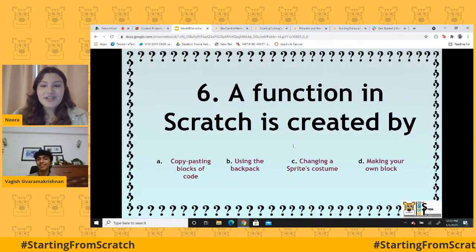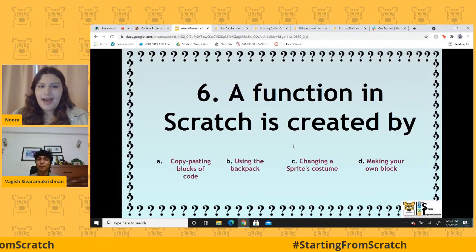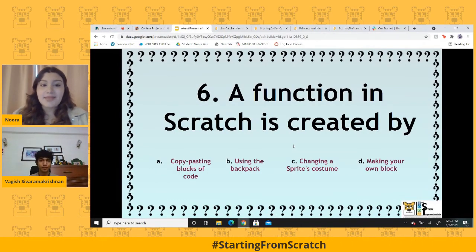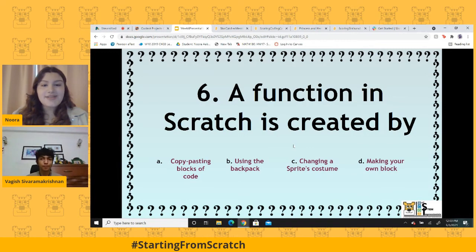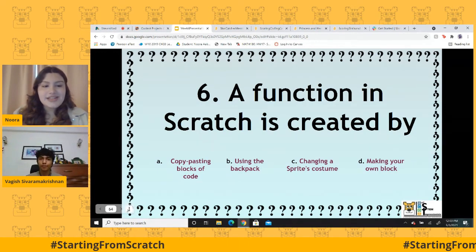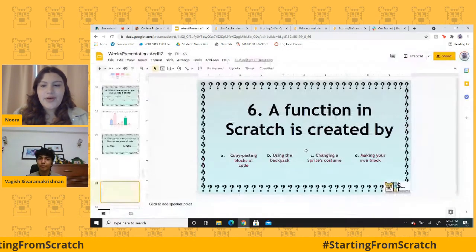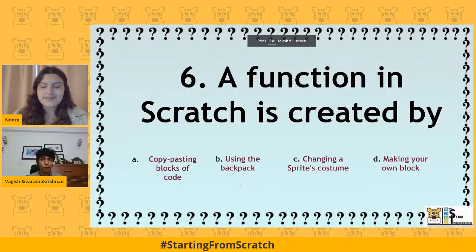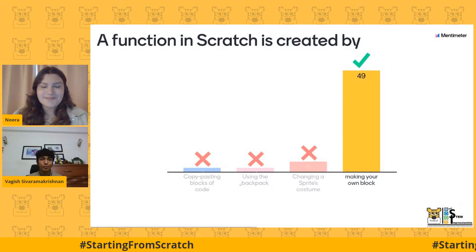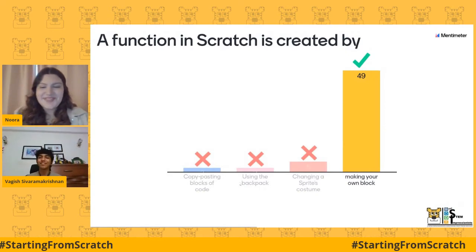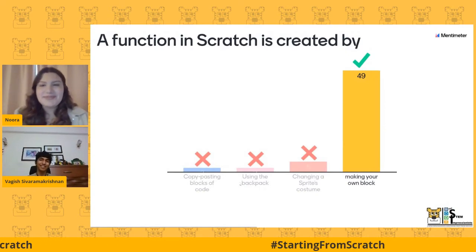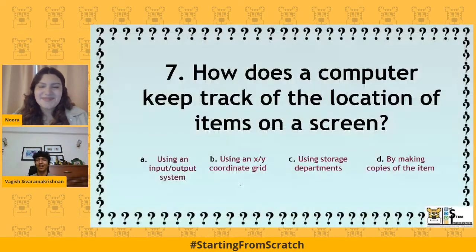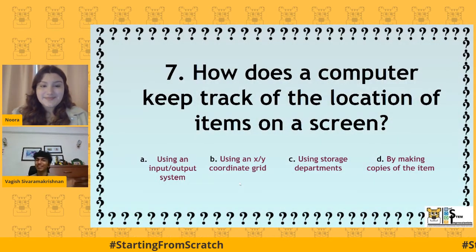All right. A function in Scratch is created by A, copy and pasting blocks of code, B, using the backpack, C, changing a sprite's costume, or D, making your own block. Give them a second. Oh, excellent job. It is making your own block. Excellent job. And all the right blocks come in the coolest color, pink.